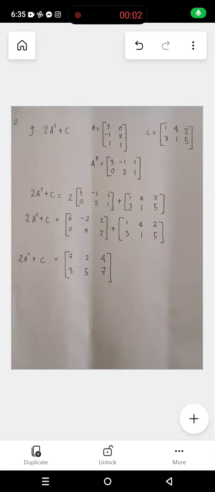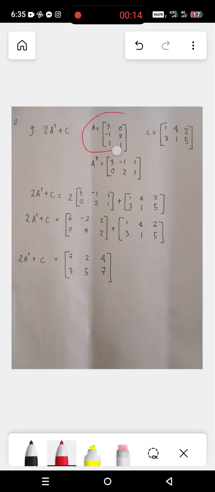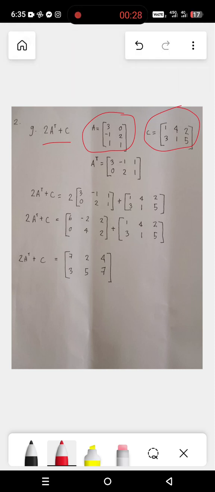So again, for this problem we're going to perform the indicated operation for the following matrices. We have here the matrix A and matrix C. And the indicated operation that we need to perform is 2 multiplied to the transpose of A plus C. So that means we're going to get first the transpose of A.